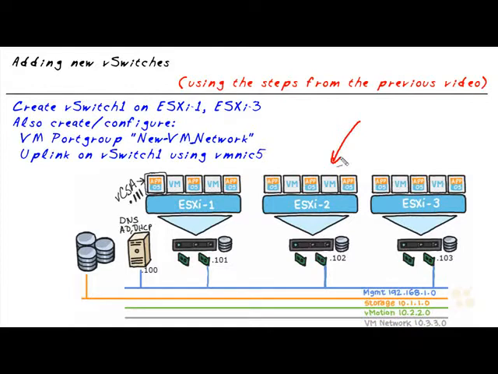In the previous video and associated lab, we created a new switch, and we did it on ESXi2. And that new switch was named vSwitch 1. Now, the problem with vSwitch 1 is that it only exists on ESXi2. It would also be nice and convenient if we had that same logical switch and the same port group also on ESXi1 and ESXi3.